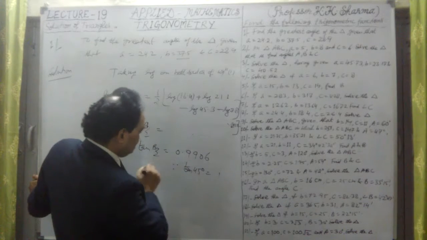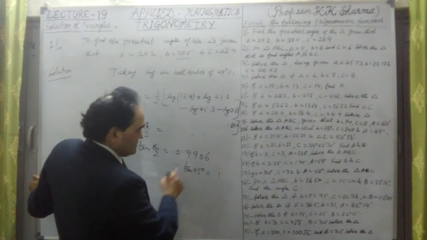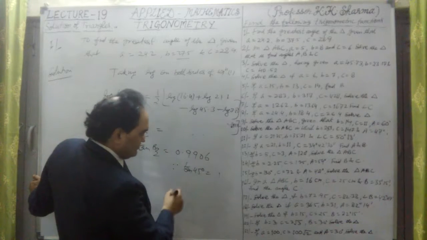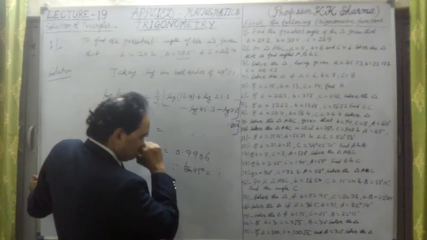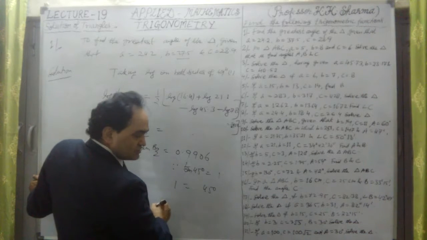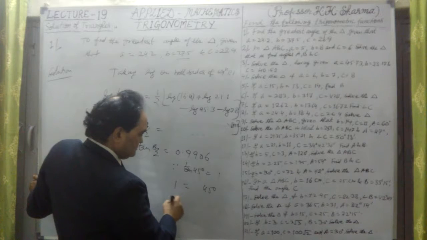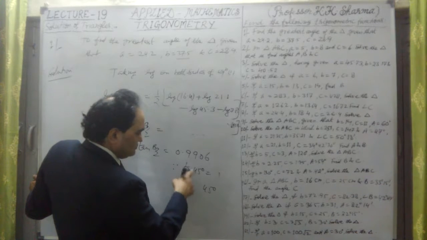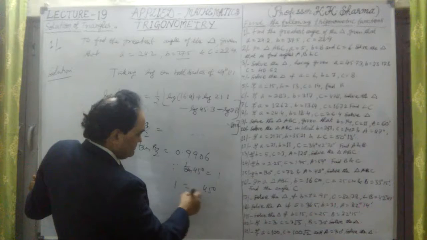Therefore, b by 2, this angle, will be of 10 what? Now this is to be changed into degrees and minutes. Let me just multiply this by 45, because 1 is equal to 45 degrees. Okay, so therefore, 1 is equal to 45 degrees.